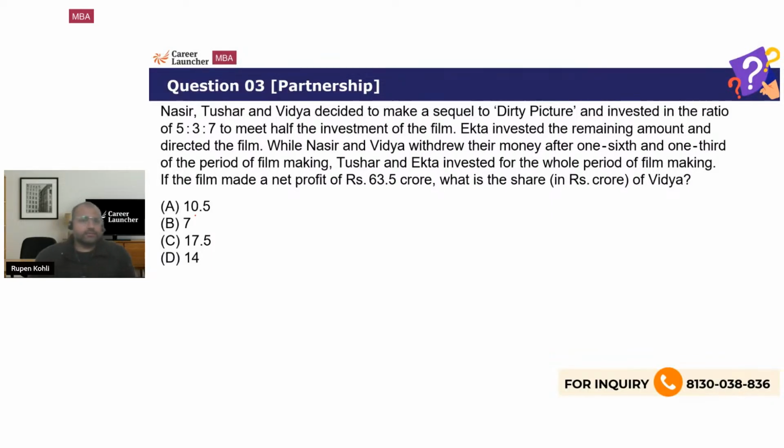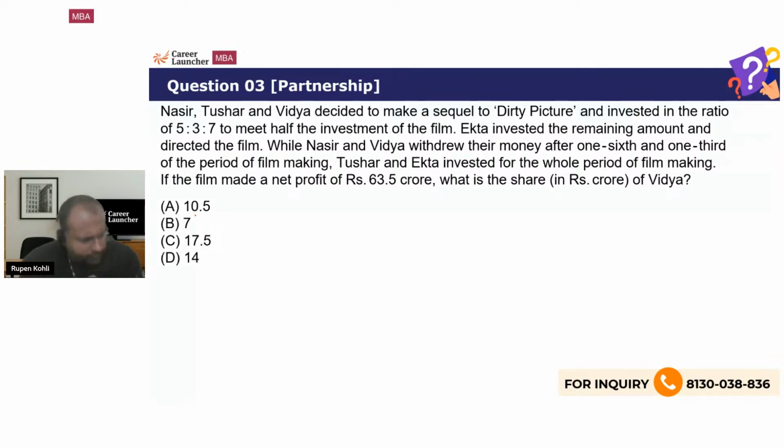Partnership. Nasir, Tushar, and Vidya decided to make a sequel to Dirty Picture and invested in the ratio of 5:3:7 to meet half the investment of the film. Ekta invested the remaining amount and directed the film. While Nasir and Vidya withdrew their money after 1/6 and 1/3 of the period of filmmaking, Tushar and Ekta invested for the whole period of filmmaking. If the film made a net profit of rupees 63.5 crores, what is the share of Vidya?